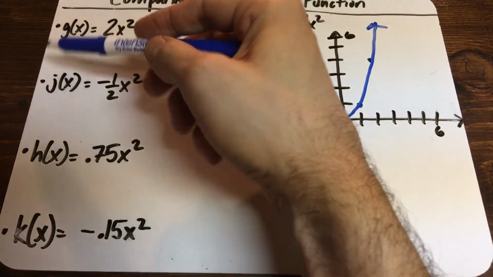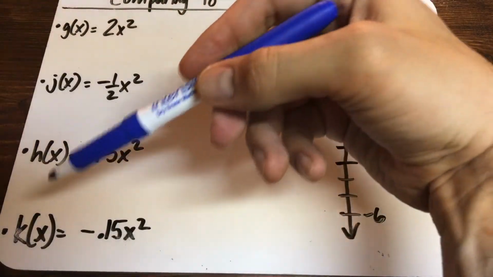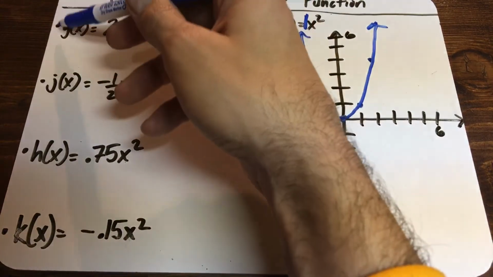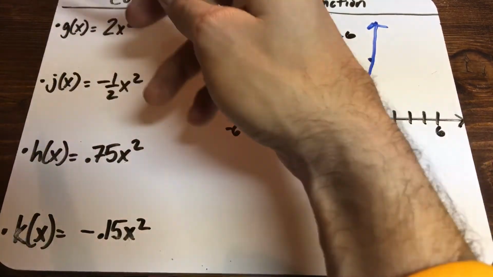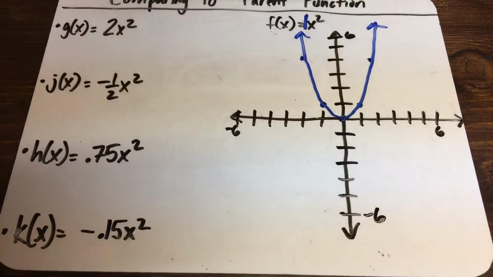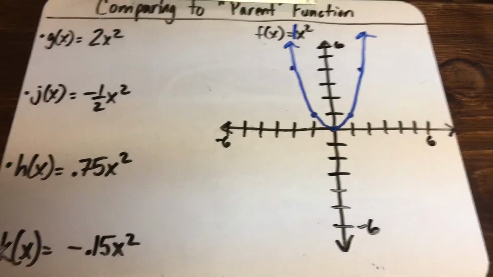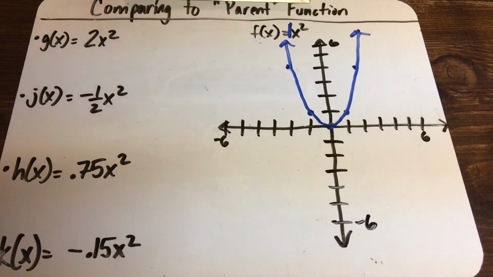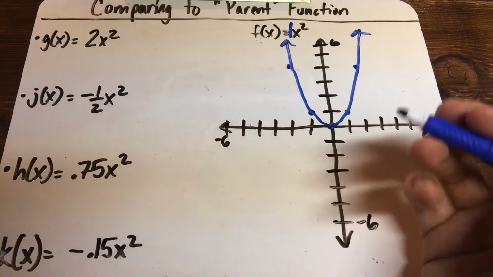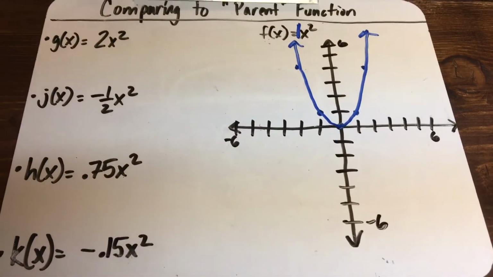I switched up these letters to G, J, H, K. Don't let that bother you. They like to give you a variety of letters. Those really don't do anything, so don't have an anxiety attack whenever you see those letters switching out there in front of the parentheses. That really doesn't mean anything. It's just a different way to kind of label them, but it doesn't change anything about what we're doing.